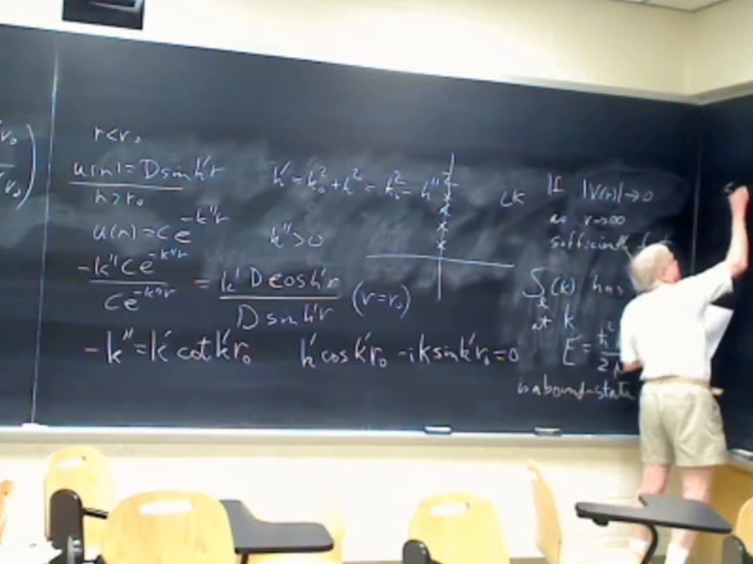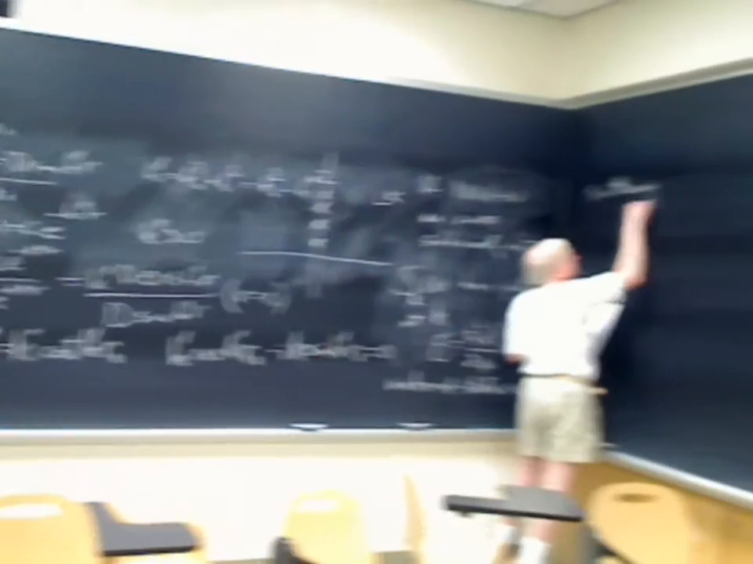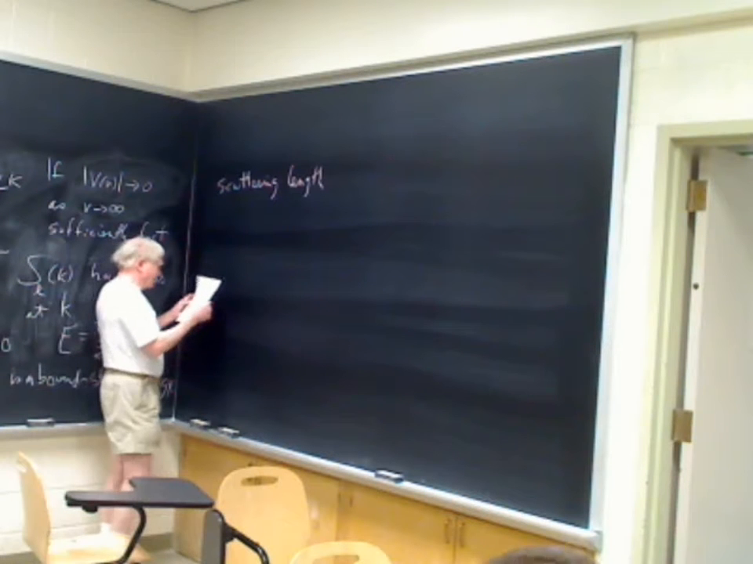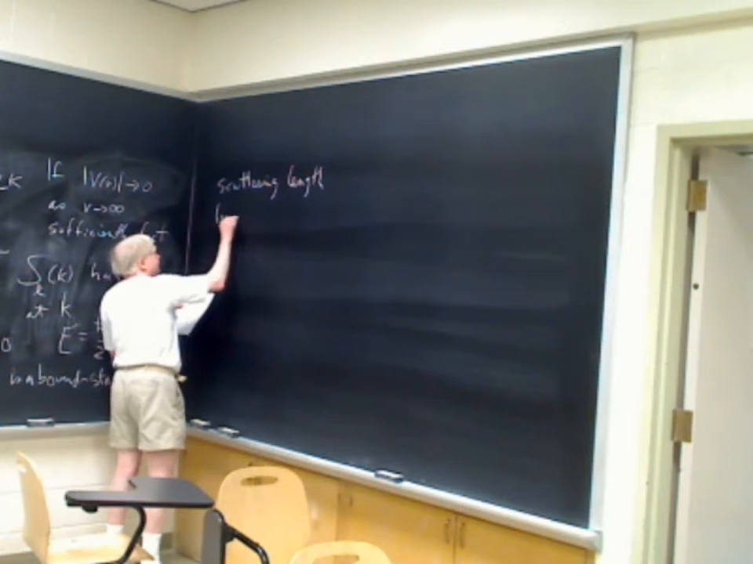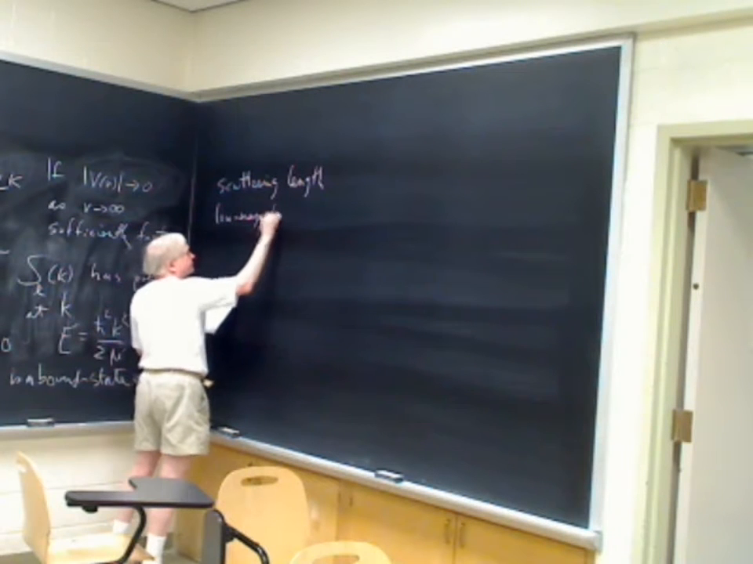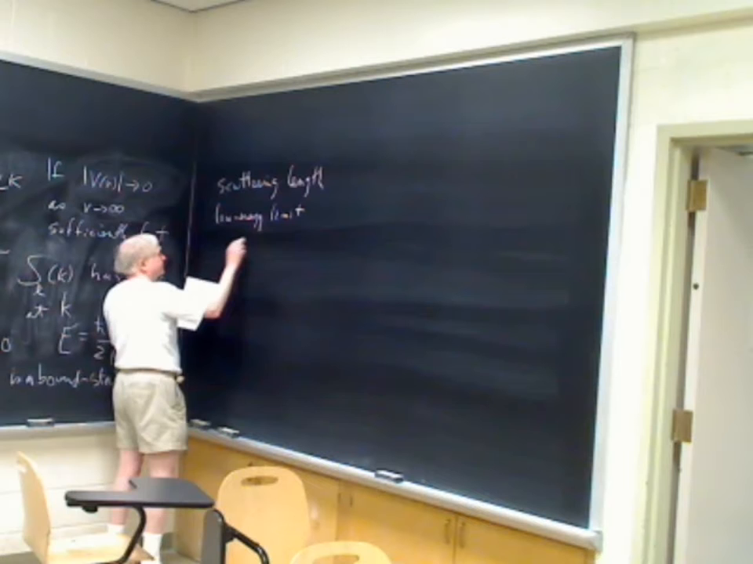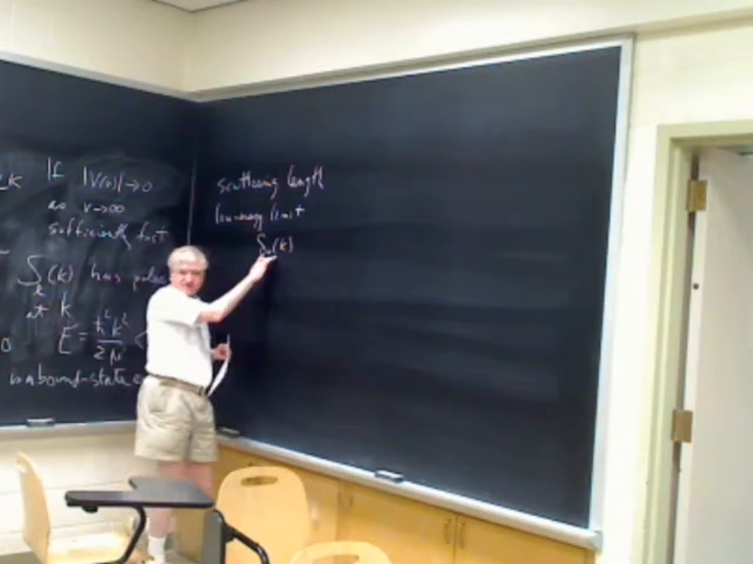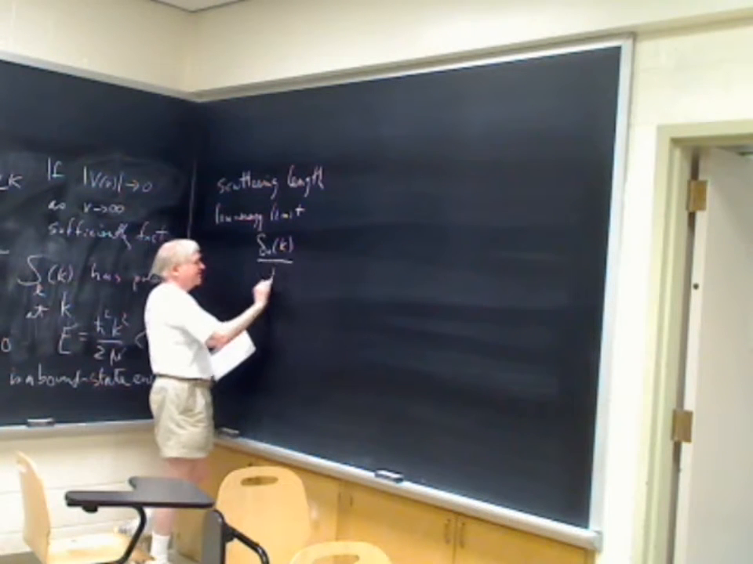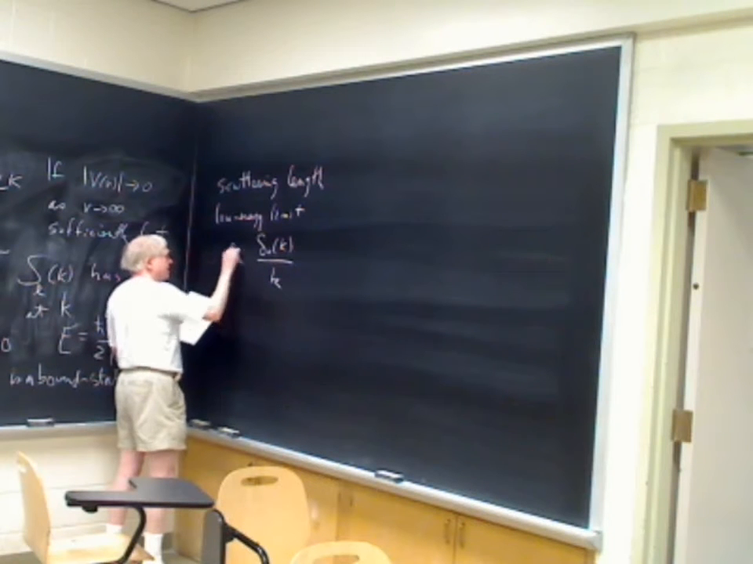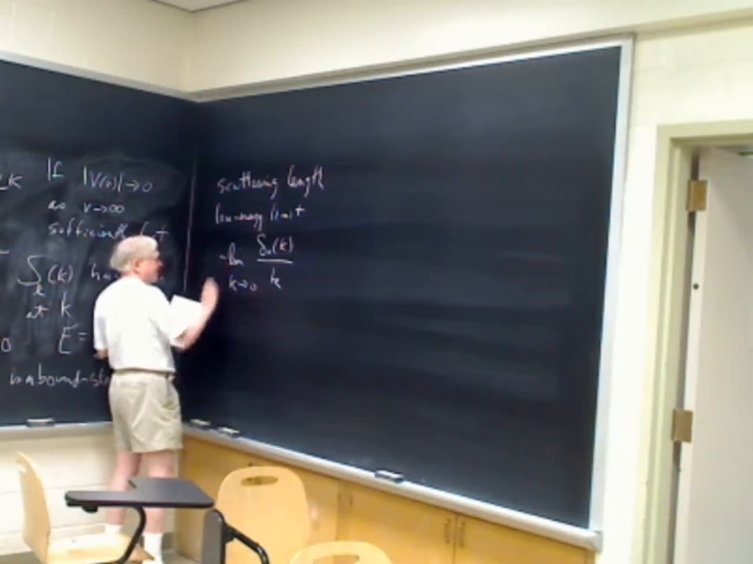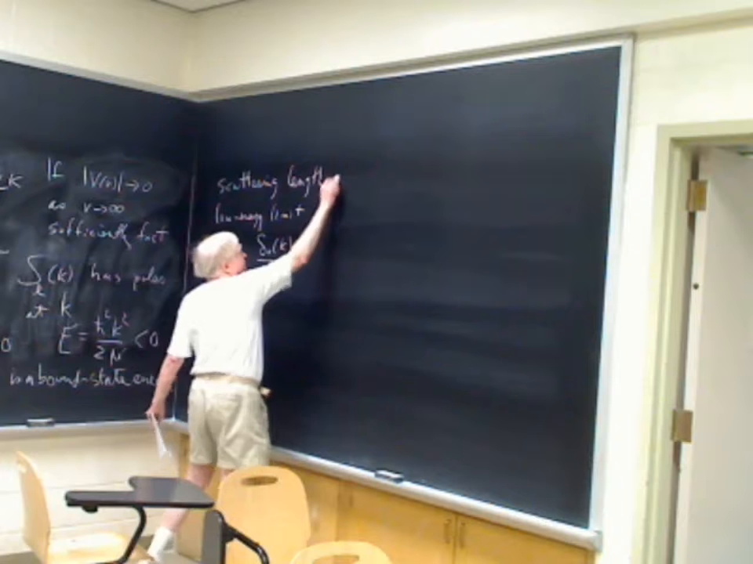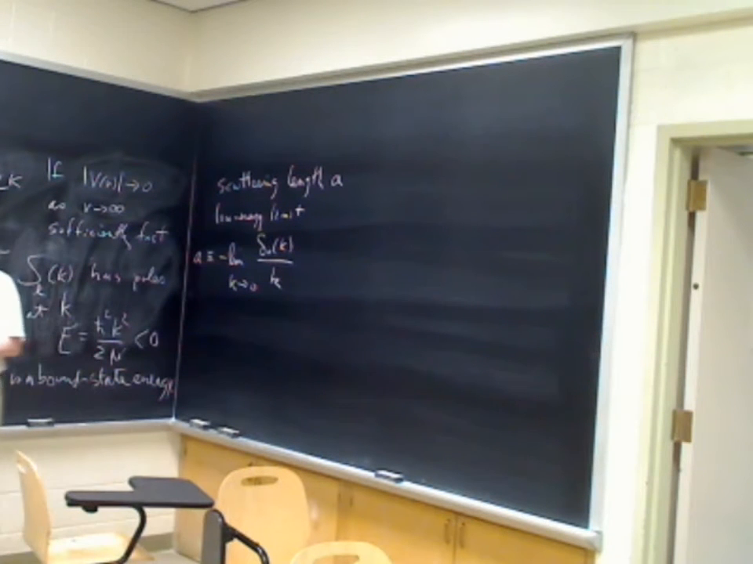Let's talk about scattering length. All right, the scattering length is the low energy limit of the S-wave phase shift. Now that S-wave phase shift is going to go to zero as k goes to zero. So we divide by k, limit k goes to zero. We put in a minus sign for a reason you'll see. So that's the definition. Scattering length a is minus the limit of delta 0 of k over k as k goes to 0.